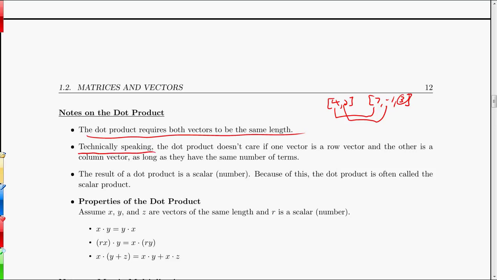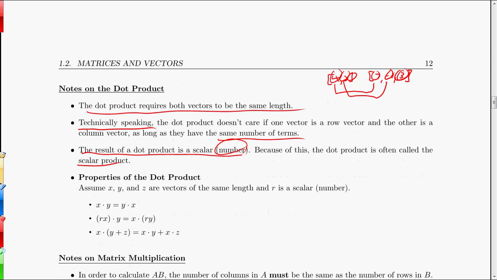Technically speaking, the dot product doesn't really care if one is a row vector and the other is a column. The dot product just takes the first times the first plus the second times the second plus the third times the third, provided they're the same size, and adds them all together, right? They just have to have the same number of terms. The result of a dot product is a scalar, also known as a number in this particular course. Because of this, it's often called the scalar product.